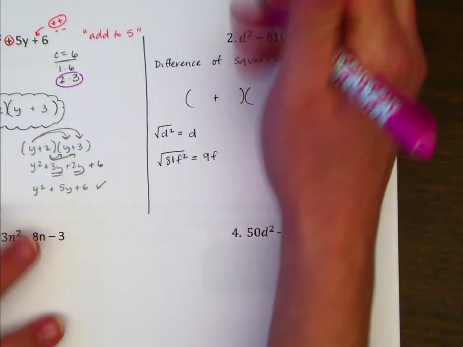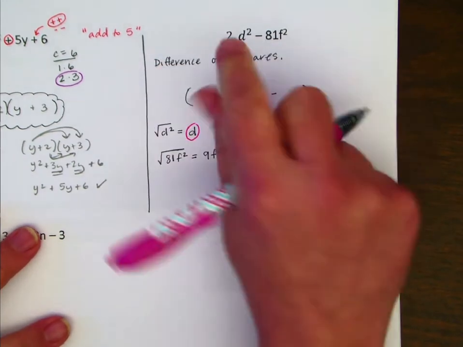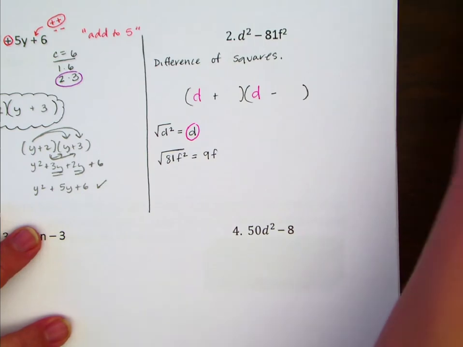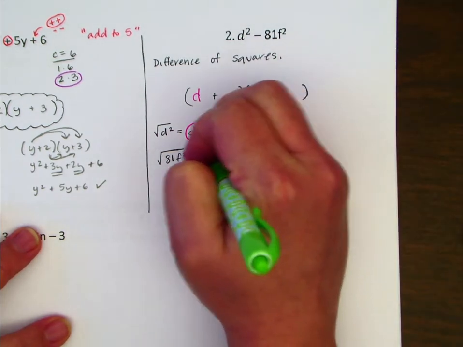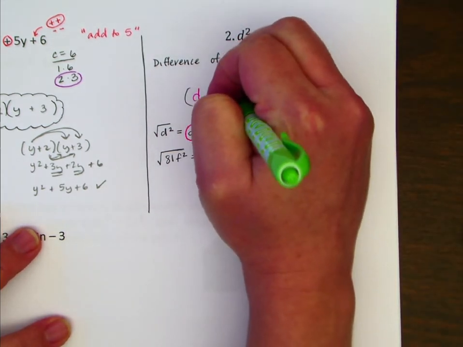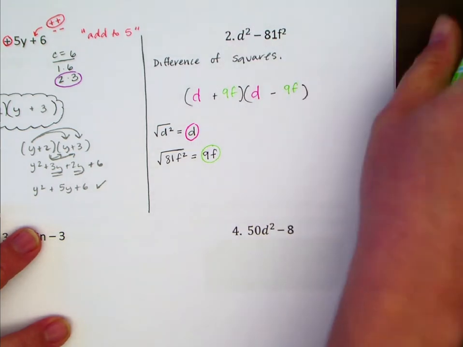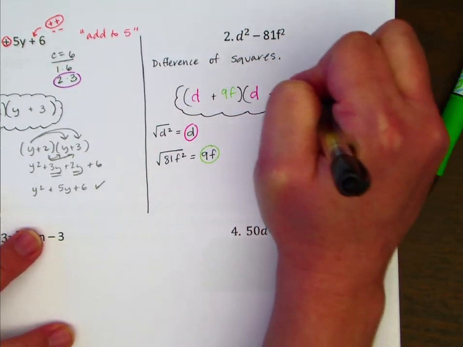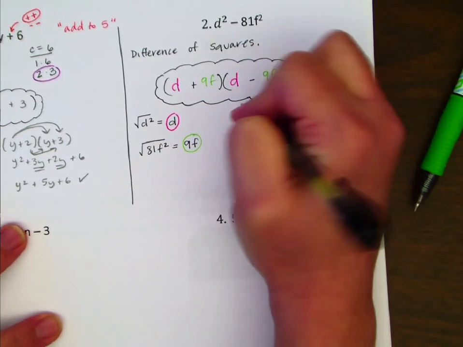This d is going to go on the front. And then this 9f is going to go in the back. And there we go. That's the answer. Okay, we can do our check.